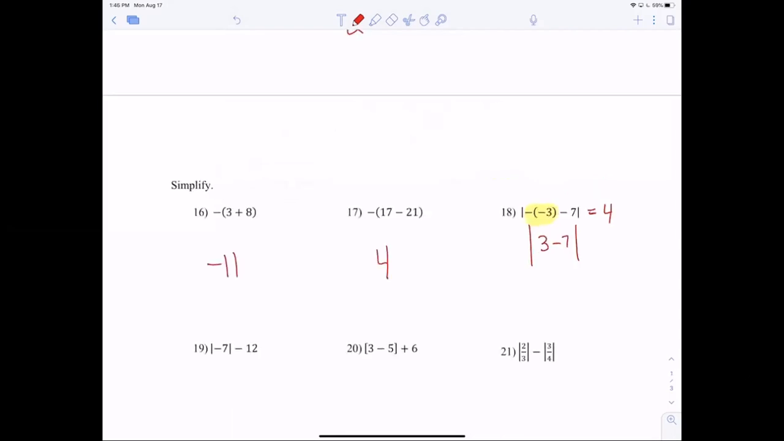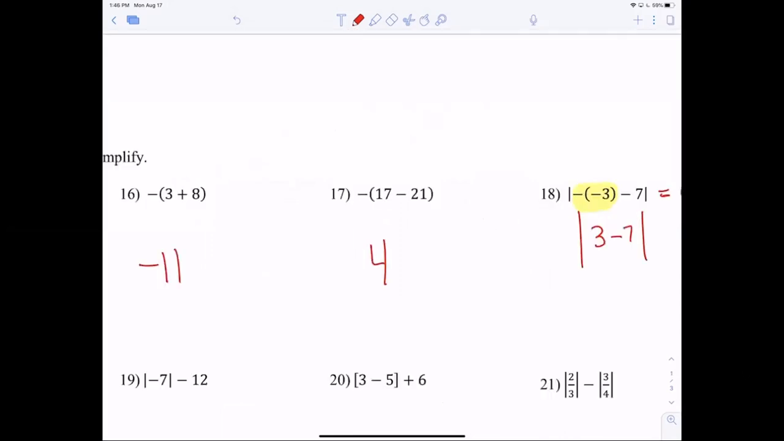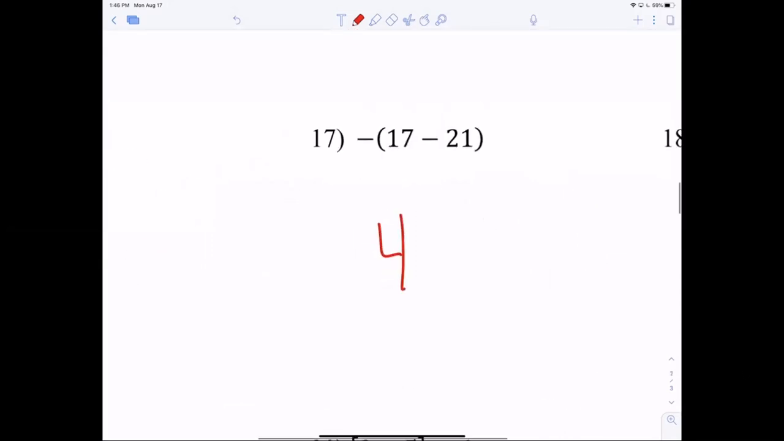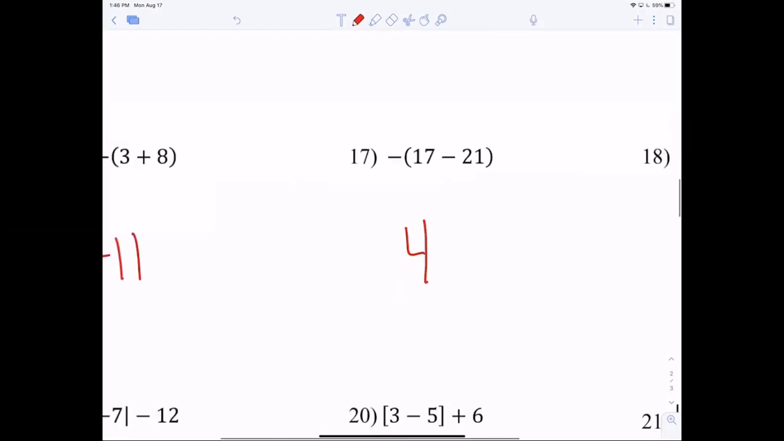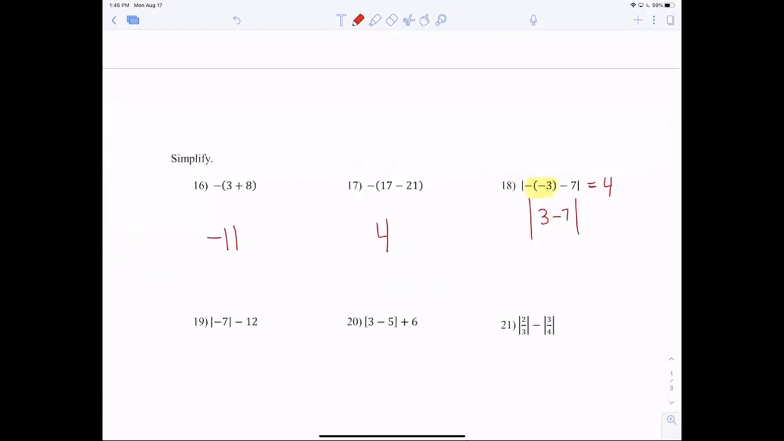For number 17, I got -4. Well, it's hard to be wrong. I understand that. Oh, wait, never mind. I understand what I did wrong. Sorry. Okay, that's what I'm saying. Come on. All right.